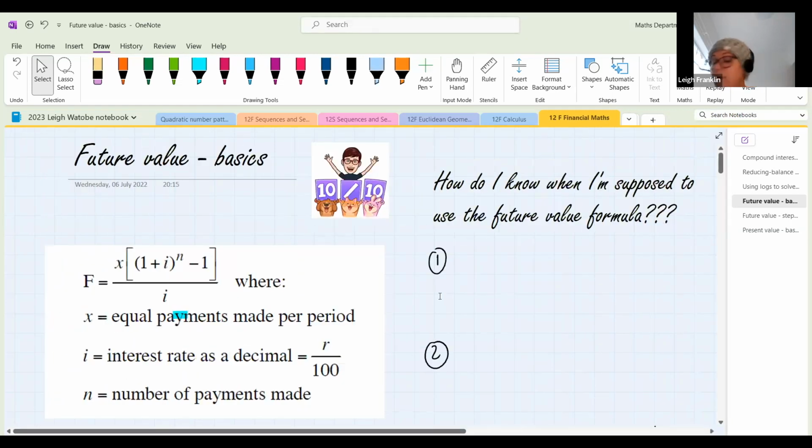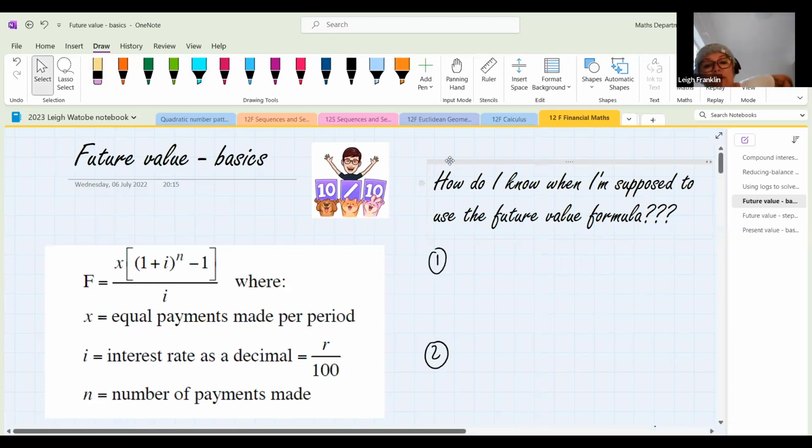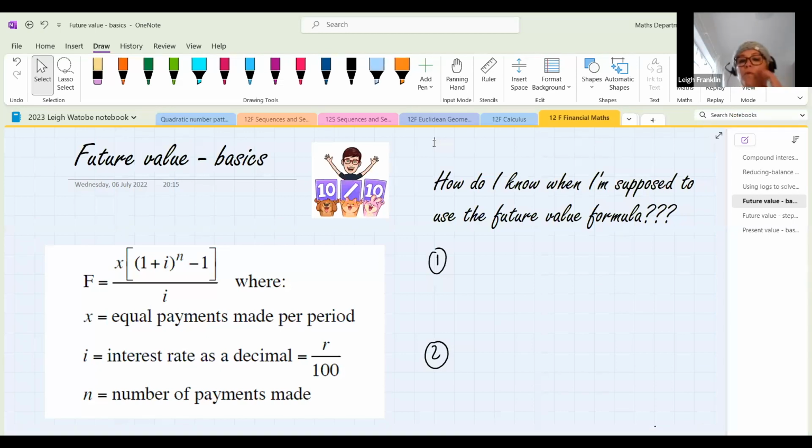Today we are going to be talking about the future value formula. Let's just start off with some basics. Before we talk about the formula and what it calculates and what all these different things mean, how do you know when you're supposed to use the future value formula? What do we use it for?